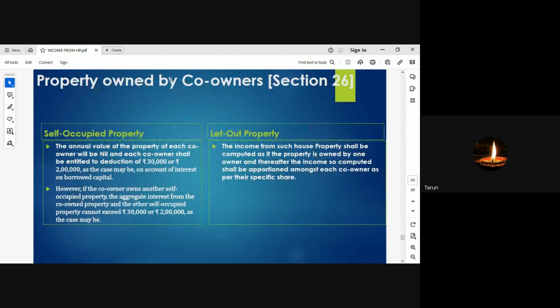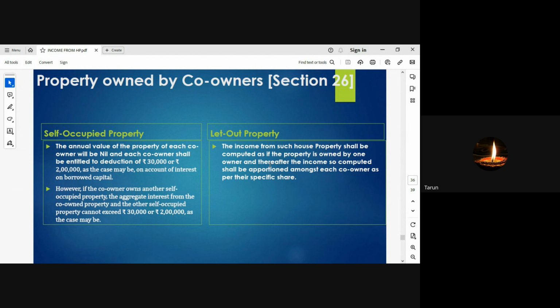Now, this is property owned by co-owners. This is a summary in the table. For self-occupied property, the annual value of the property for each co-owner will be nil. I already told you that for co-owners, no tax will be chargeable, as I stated throughout the session for self-occupied property, whether owned by an individual or an association of persons.